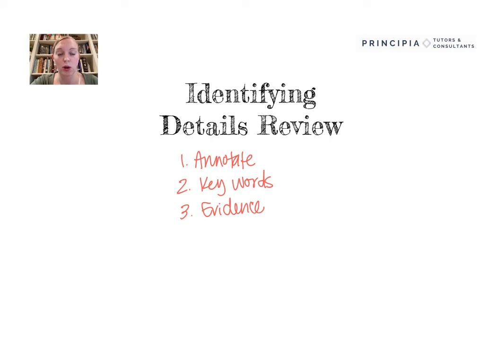Let's wrap up with some quick review. Whenever you see a question that's asking you to identify a detail from the passage, the first thing you should make sure that you do is annotate while you read to help you know where to look for evidence. The second thing you should do is identify keywords in the question and in the answer choices that will help you as you skim and scan. And then third, always find a piece of evidence that's going to prove your answer choice correct. You should now be prepared to answer any identifying details questions you see on the SSAT.